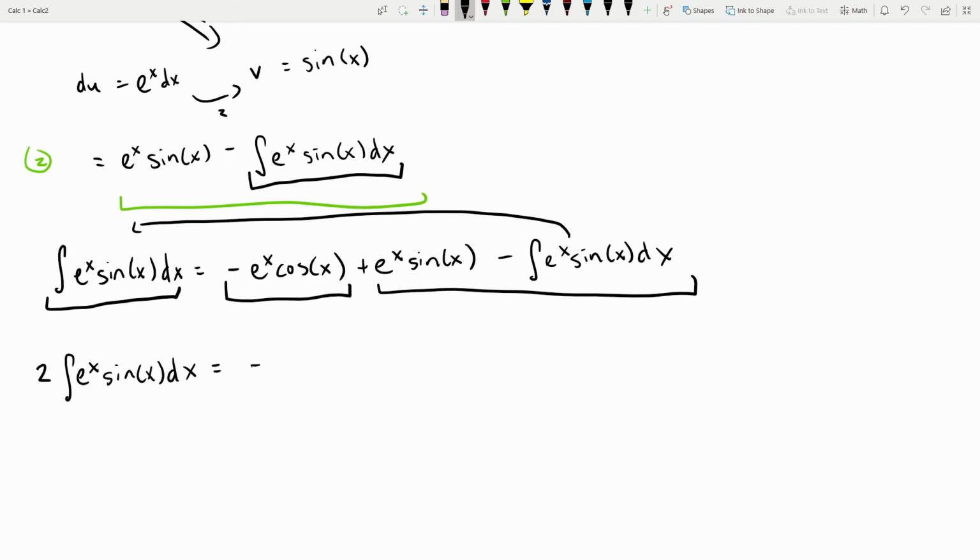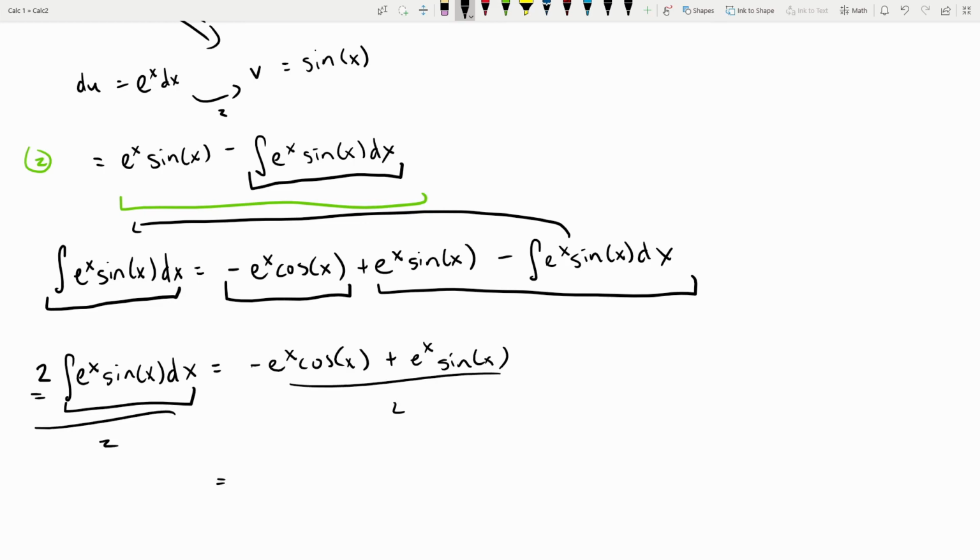This is going to equal minus e to the x cos of x plus e to the x sine of x. But we weren't looking for 2 times that integral, we were just looking for the integral. So all we got to do to get rid of that 2 is divide it by 2, and our final answer is going to look like this. There is our final answer.